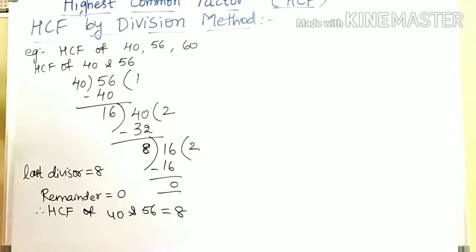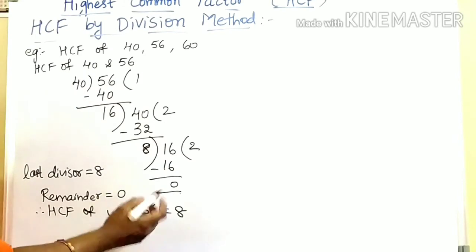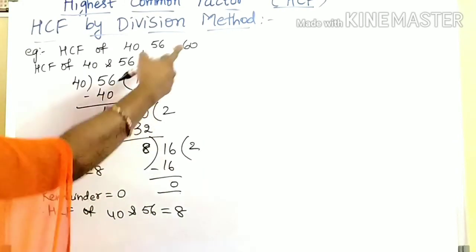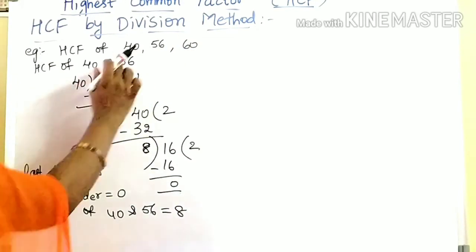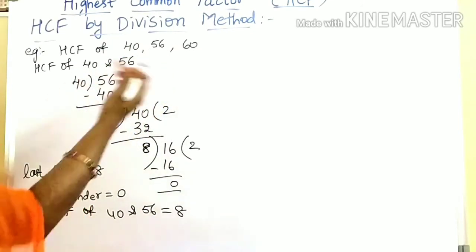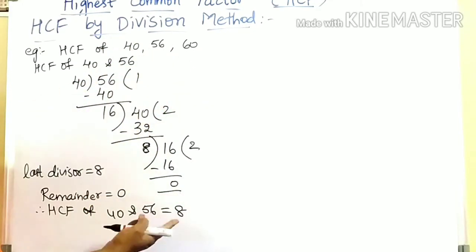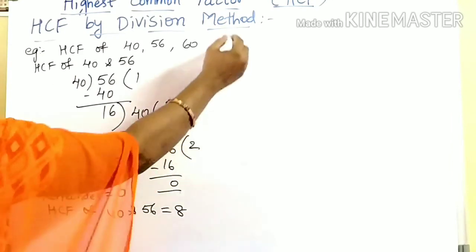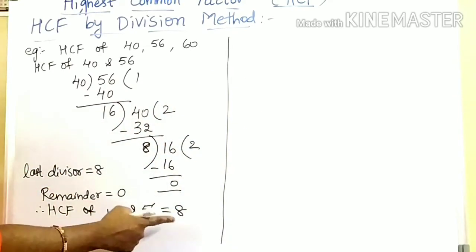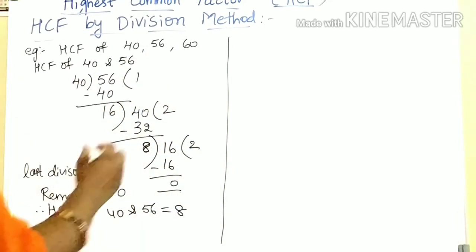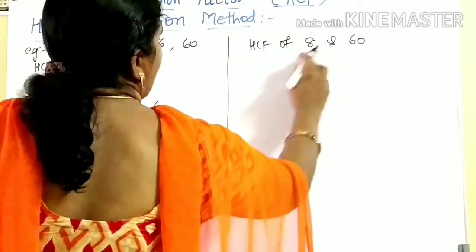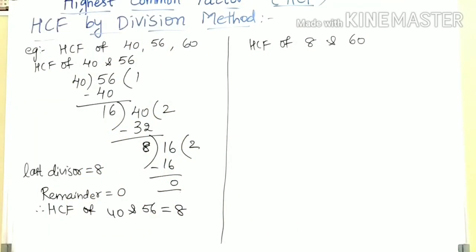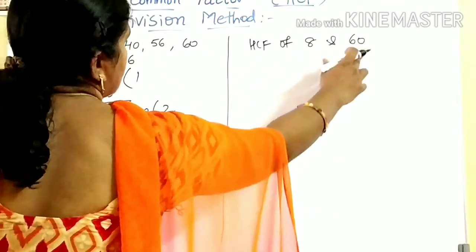But now, find the HCF. You got 8 here. Now you find the HCF of the third number and the HCF of the first 2 numbers. Here the sum is not completed, children. Here I have taken only 2 numbers. Now how to find it with the third number? We should consider the HCF of 40 and 56, which you got as 8. Now in the second step you have to find the HCF of 8 and 60, where 8 is the HCF of 40 and 56. In this, 8 is small, 60 is the larger number.